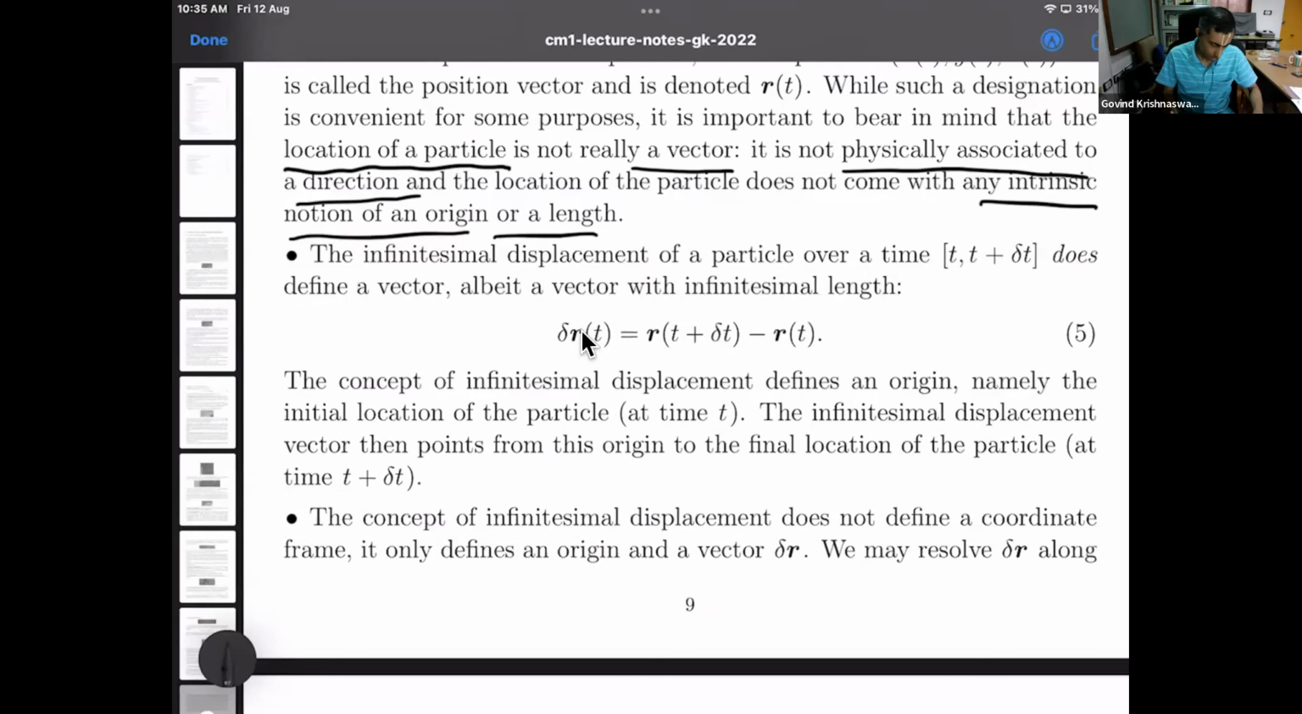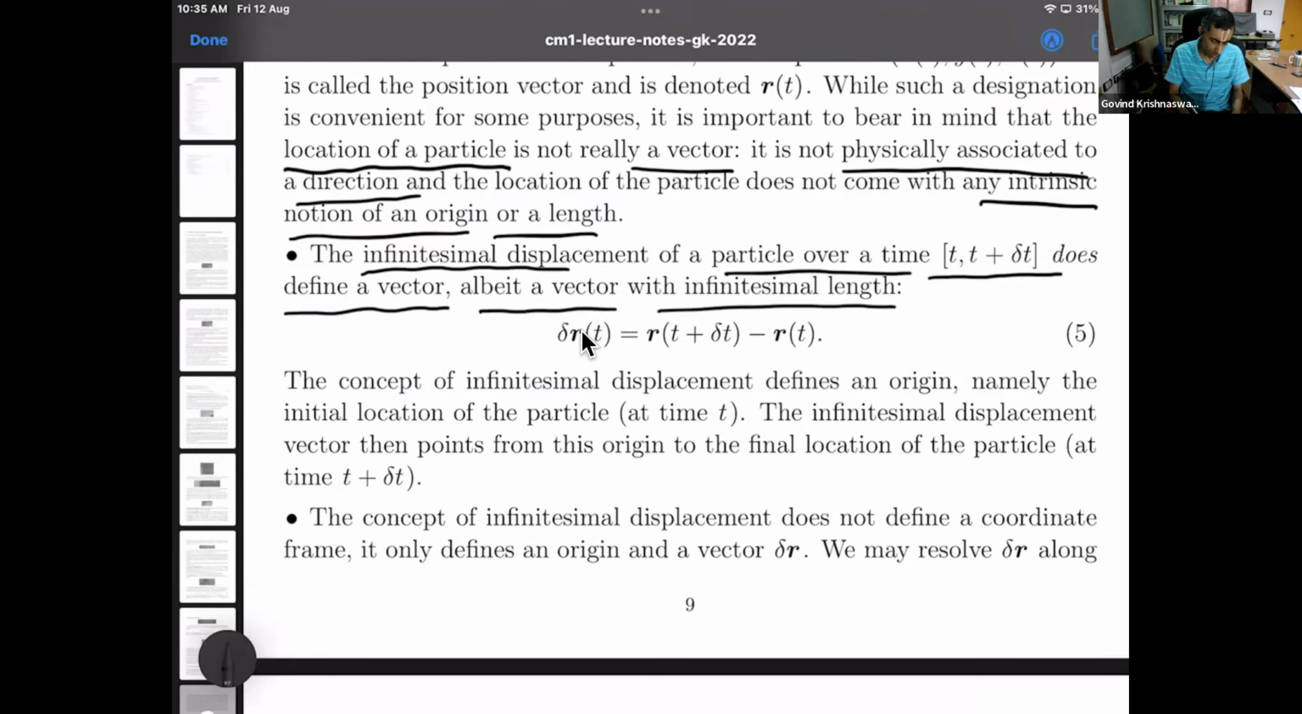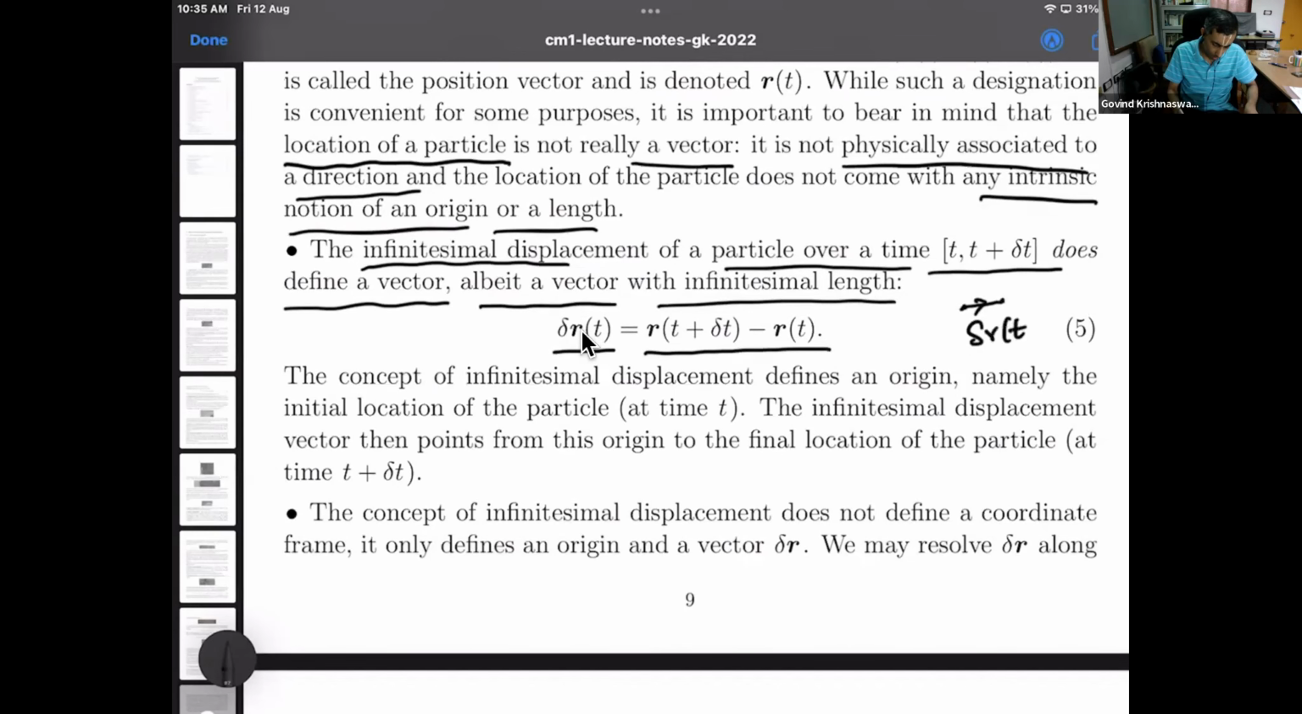Now the infinitesimal displacement of a particle, so that is simply its location so far. The infinitesimal displacement of a particle over a time t to t plus delta t does define a vector, albeit a vector with infinitesimal length. So we can call this vector delta r at the time t, which is defined as r of t plus delta t minus r of t. So that is an infinitesimal displacement over a short duration, delta r. So this was r of t and this is r of t plus delta t.